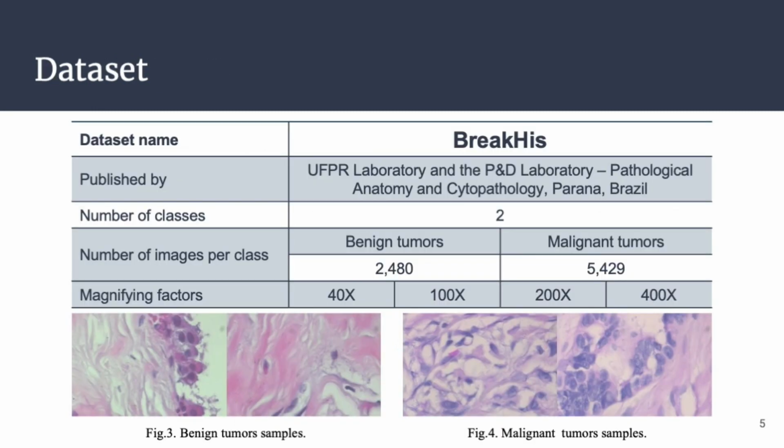To accomplish this, we have selected the BRACS dataset. This dataset has been built in the collaboration of the UFPR laboratory and the PND laboratory. It consists of 2,480 benign tumor samples and 5,429 malignant tumor samples obtained from 82 patients. These samples provide a comprehensive representation of different breast cancer cases for our analysis.